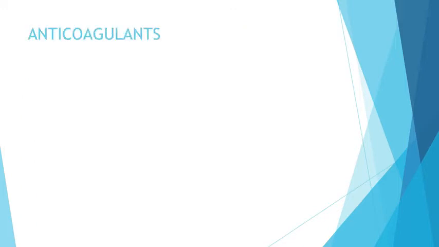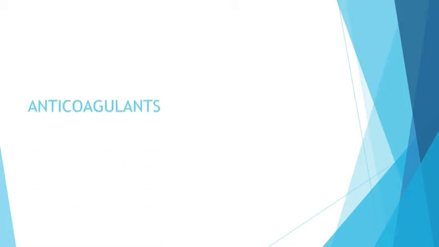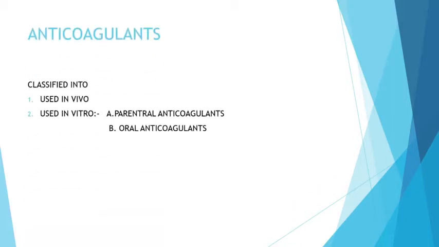Next, we have anticoagulants. Anticoagulants are classified according to their use, that is used in vivo and used in vitro. And those used in vitro are further classified into parenteral anticoagulants and oral anticoagulants.